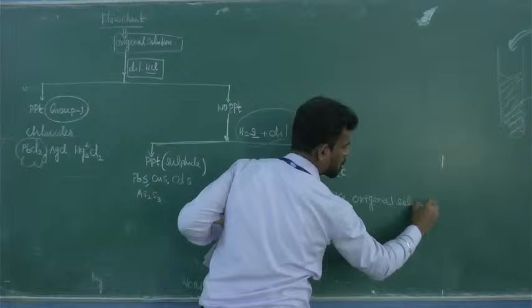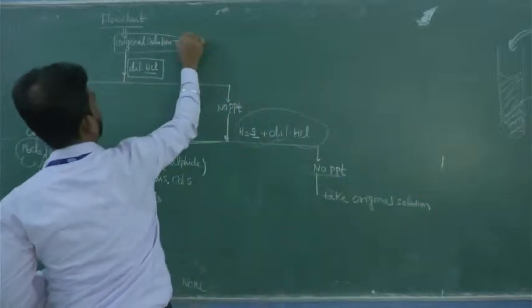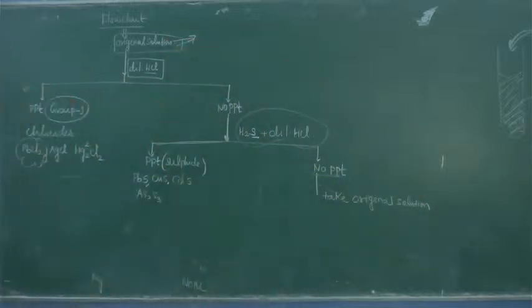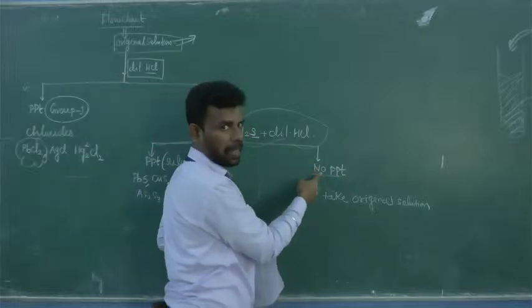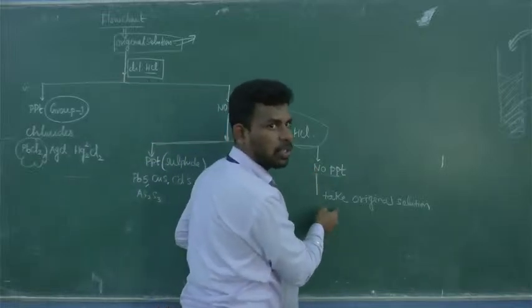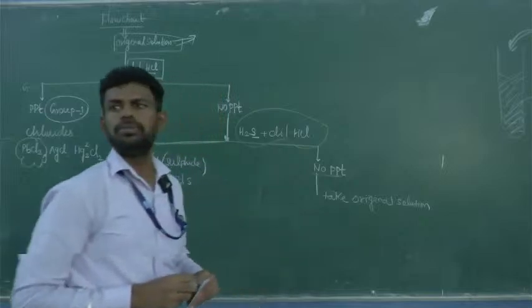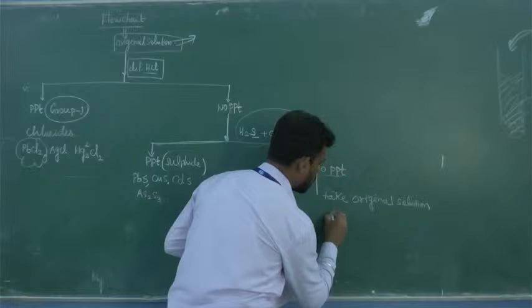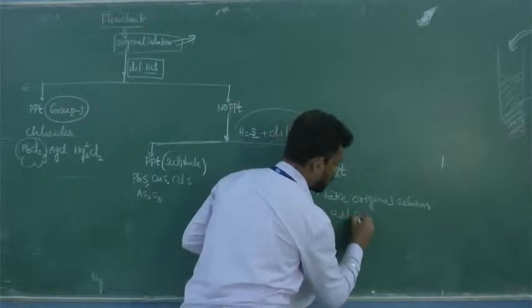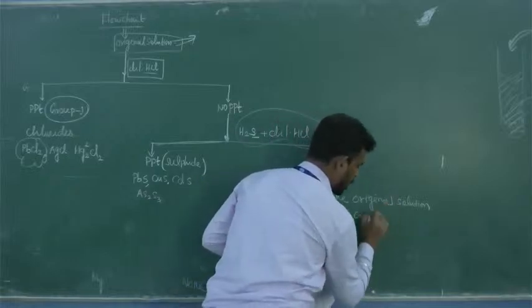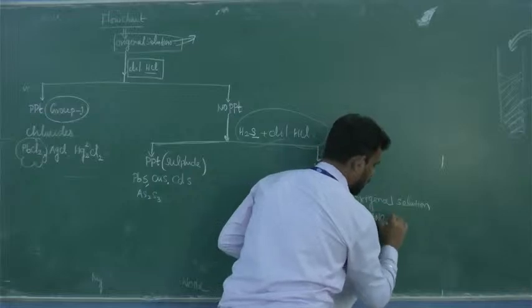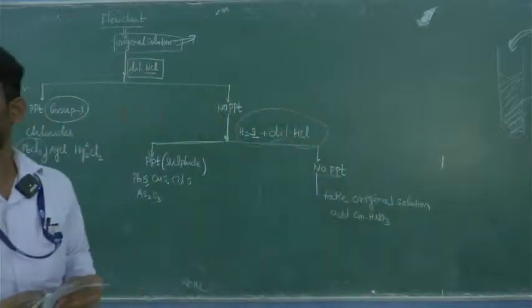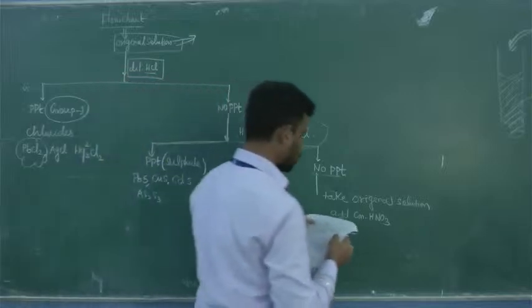Take the original solution, from the beginning. Is it clear? Step by step we are going. Suppose you have not used this, then you have to take the original solution from this step. To the original solution you have to add concentrated nitric acid, please note this. Then you have to heat.